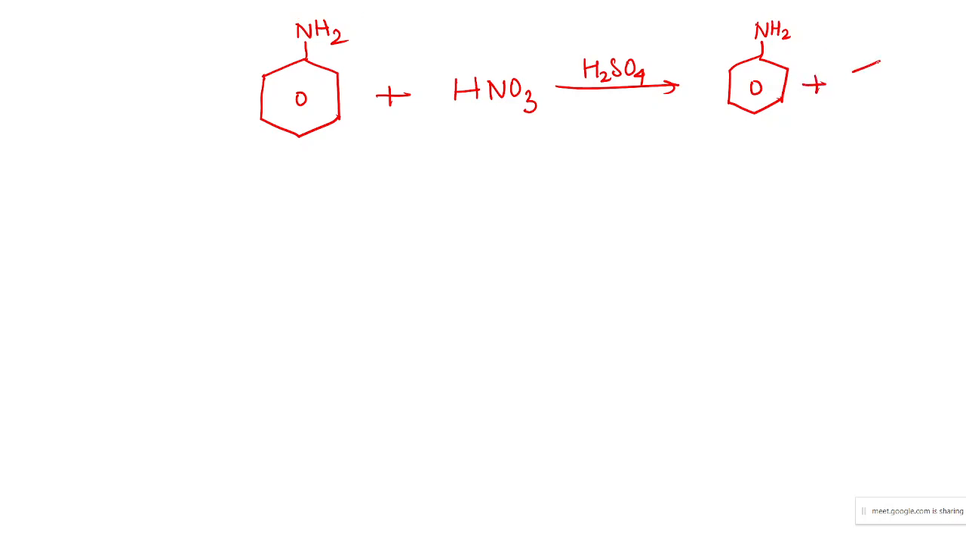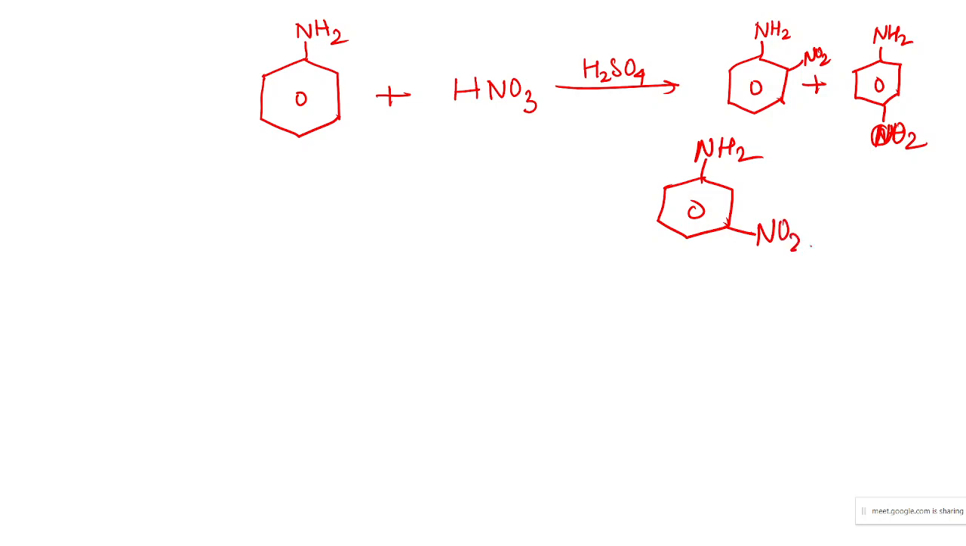One is this one, and the other one is this one, with NO2, one ortho and one para. But in this case, what happens? You will get three products, and your third product is a meta product. Meta product means NO2 is substituted at this position also. Now my question was, what is the reason for this product to come?